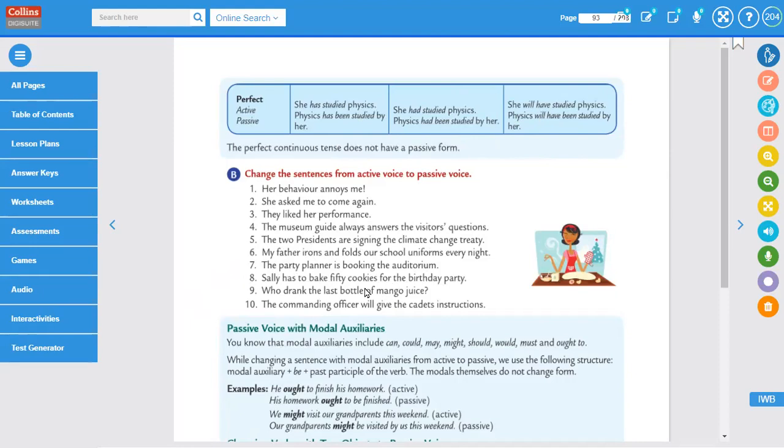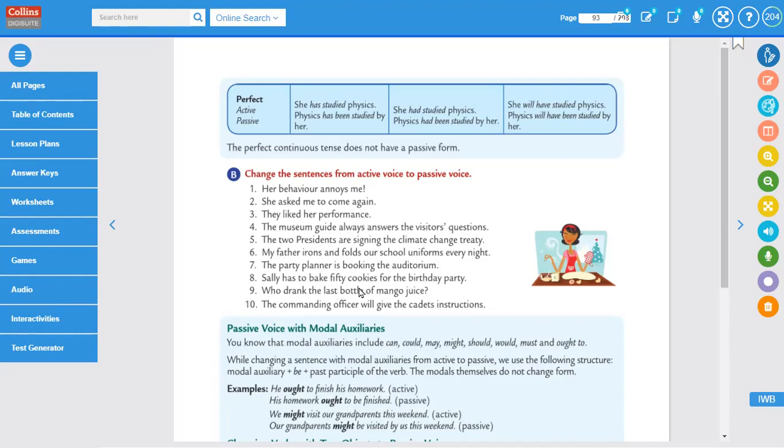Number 7. The party planner is booking the auditorium. Ma'am, the auditorium is being booked by the party planner. Correct. Ma'am, the auditorium is being booked by the party planner. Correct.